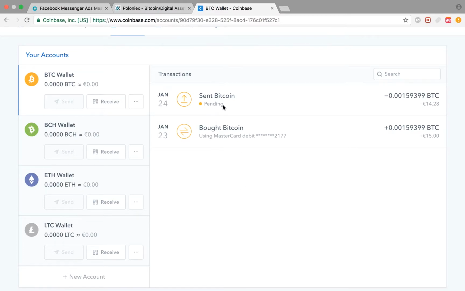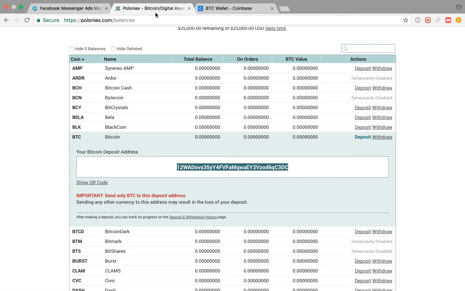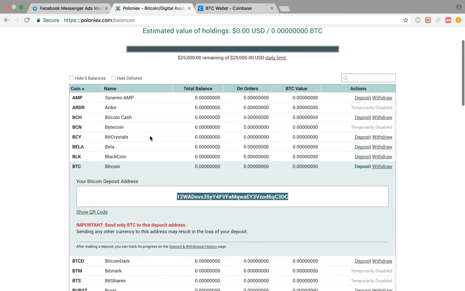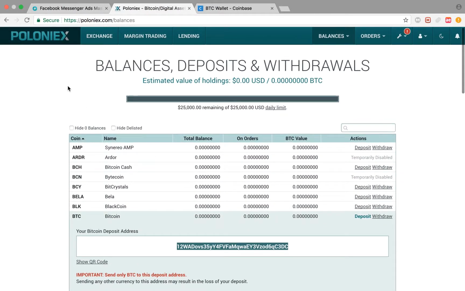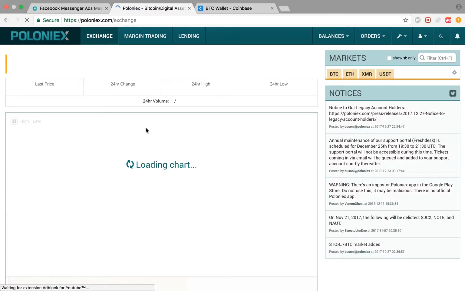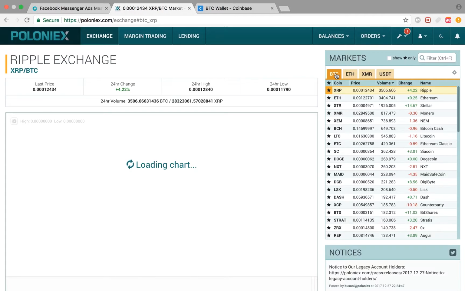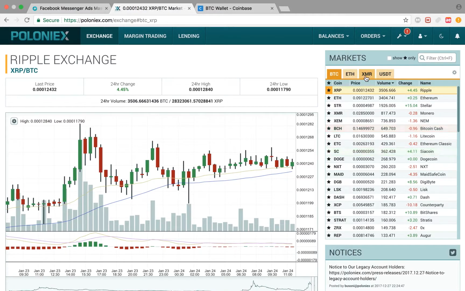It says right here, it is still pending, which means, of course, that it will take some time until this Bitcoin is sent to Poloniex. So don't worry if it takes up to 15 minutes to arrive. When we are in Poloniex, of course, we can then just go to the exchange. We can go to any coin that we want to buy. For instance, if you want to buy coins that are connected with BTC, so with Bitcoin or with Ethereum or with XMR, we can do that at any given time.